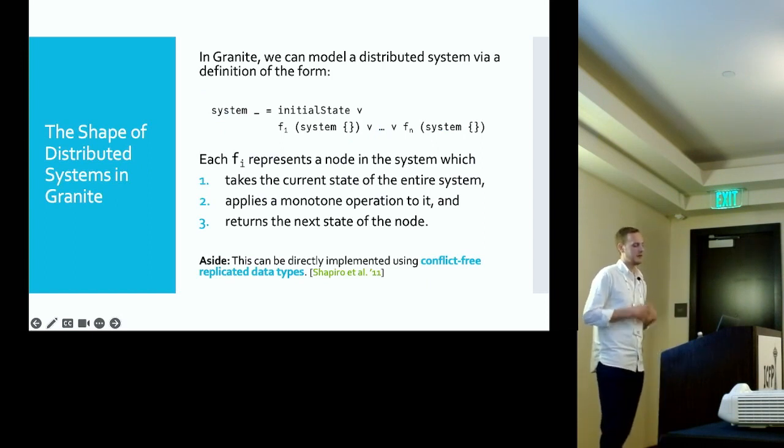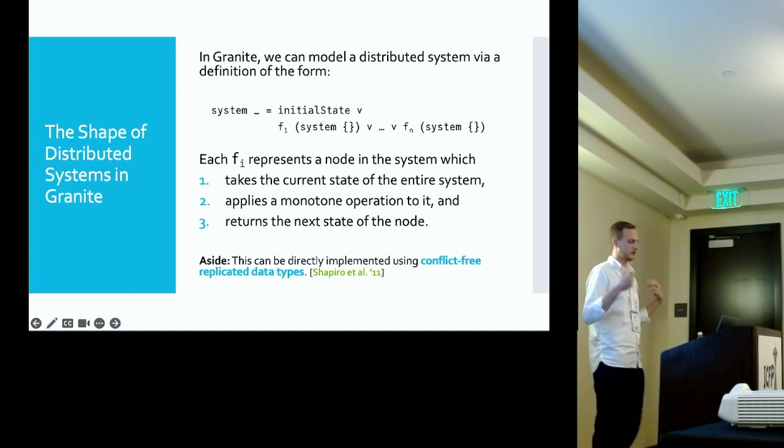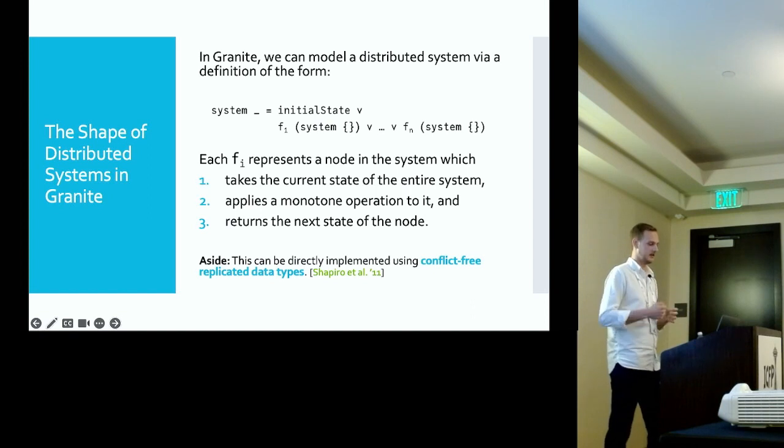We can model a distributed system in Granite through a definition that looks like this. We have n nodes, and we are calling each node here f of i. Each node takes in the past state of the entire system, and it produces its new local state that is computed based on the past global state. Now, the state of the whole system is the join of all the current local states of each individual node. And to get things started off, we can also provide an initial state at the beginning.